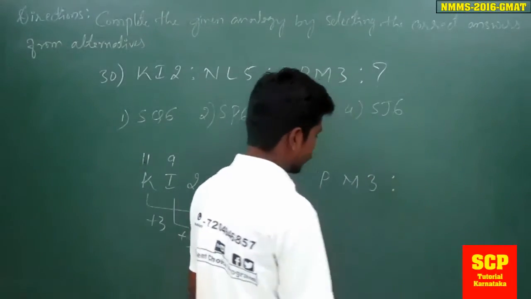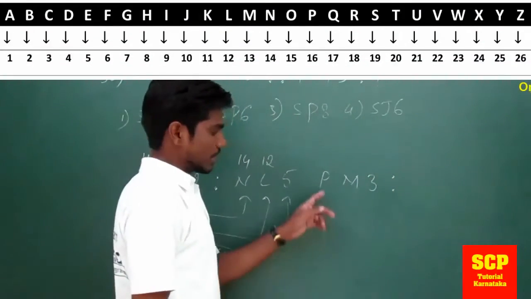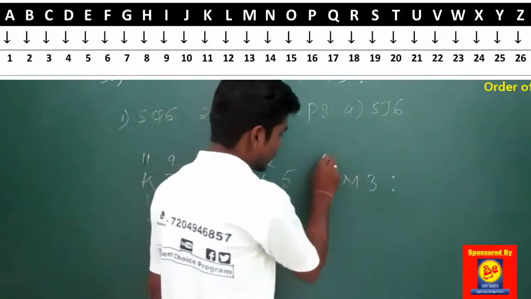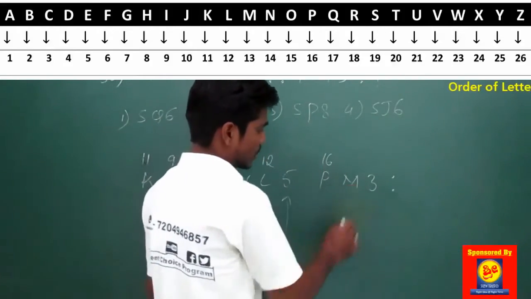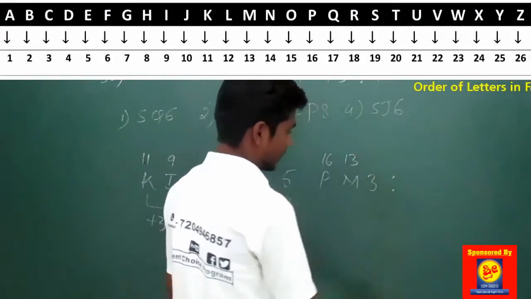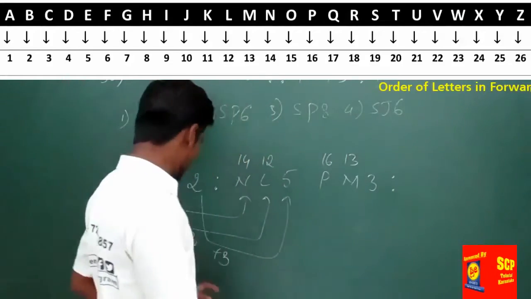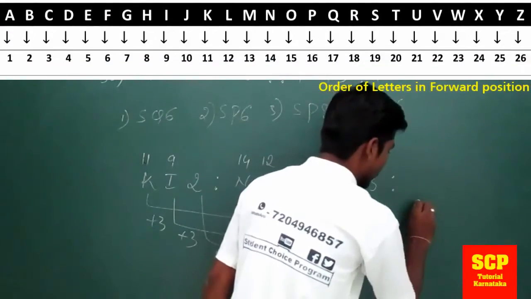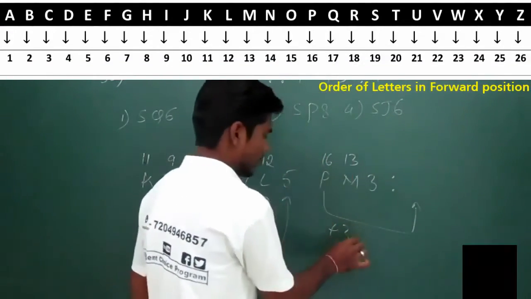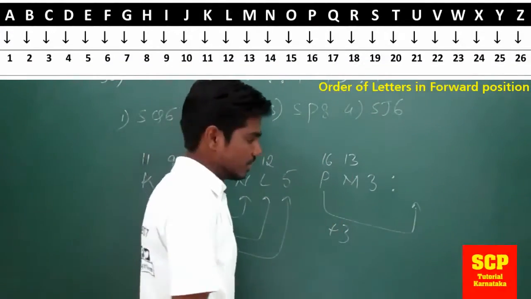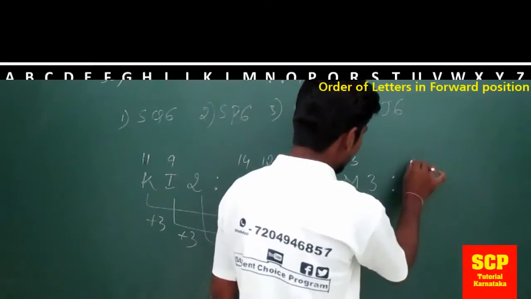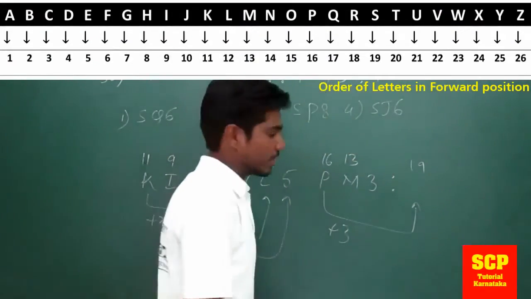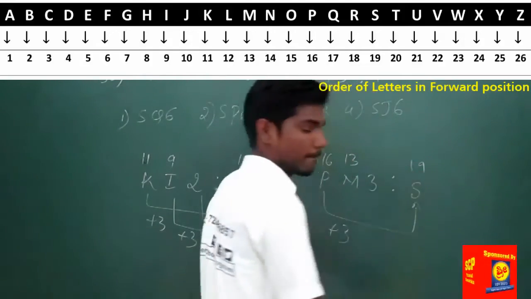Okay. Now let me write that PM3 is to... Now what is the position of the letter P? Yes, of course it is 16. The position of M is 13. Now what I need to do? I need to add 3, 3, 3. Okay. So if I add 3, what I will get? 16 plus 3 is what? 19. So 19 is the position of the letter S.